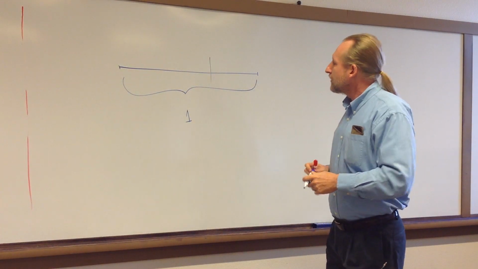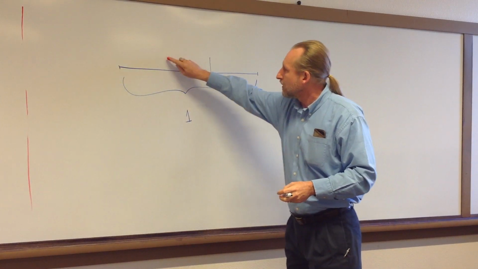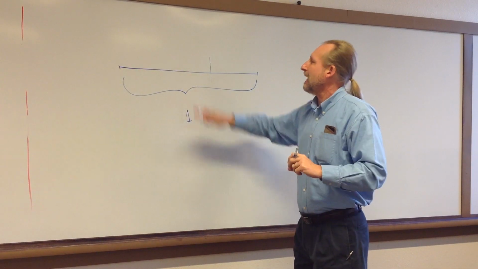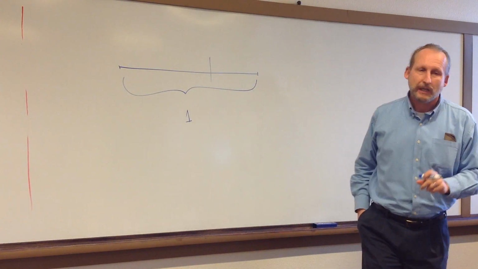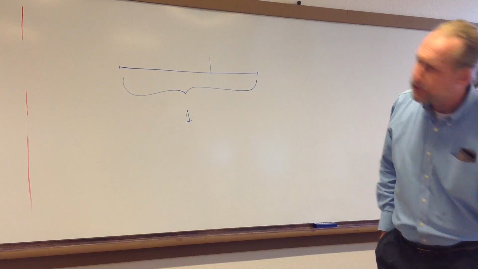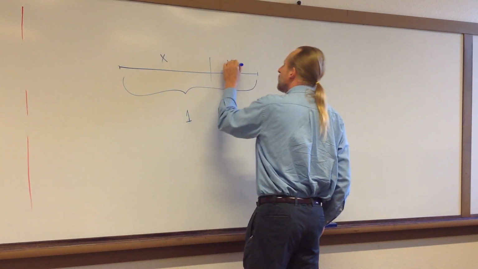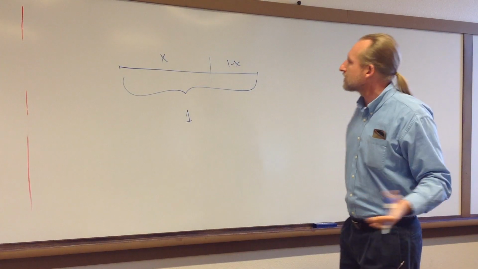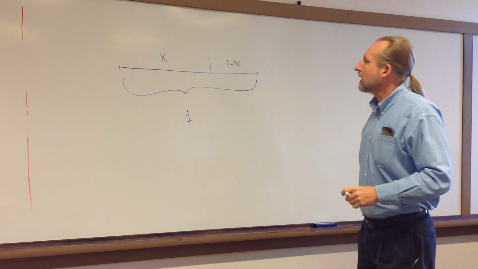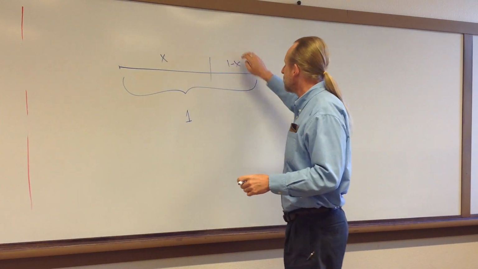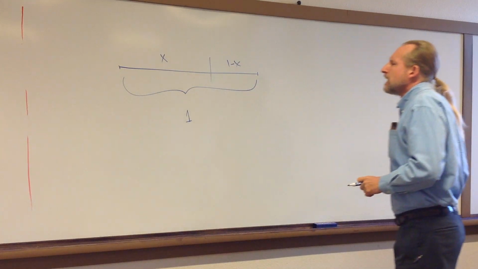so that the ratio of the whole length to the longer piece is the same as the ratio of the longer piece to the smaller piece. Okay? And so we can set this up algebraically. If we call this length x, then this one over here will be 1 minus x, right? We just saw that when I was drawing over here, right? If this was 2/3, then this is 1/3, which is 1 minus 2/3, and so on.